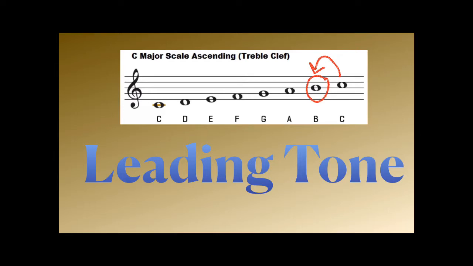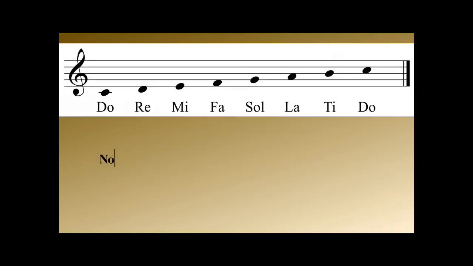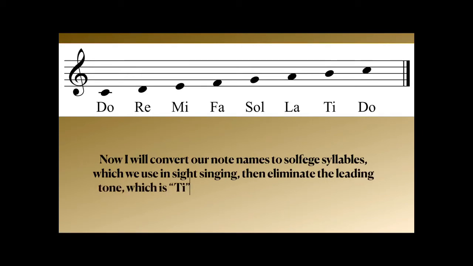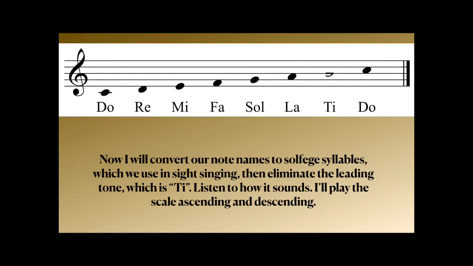Although we discussed leading tones in terms of key signatures that have sharps, any major scale has a leading tone on the 7th scale degree. That B, which is circled in red, is our leading tone, which leads us to C. Now I will convert our note names to solfege syllables, which we use in sight singing. Then eliminate the leading tone, which is T.